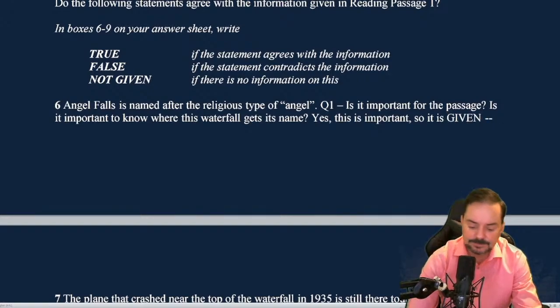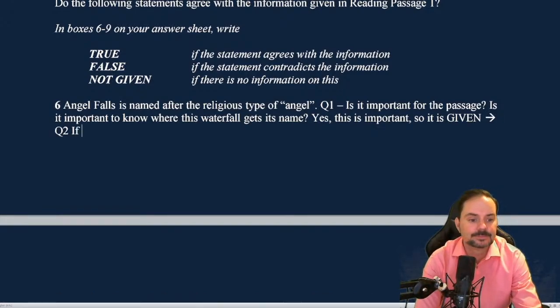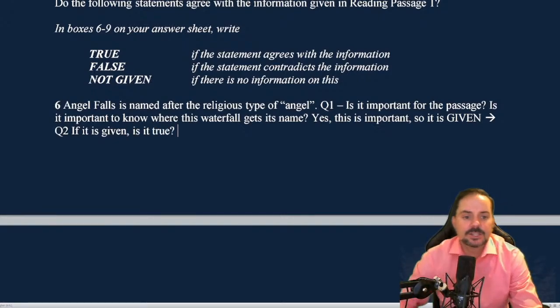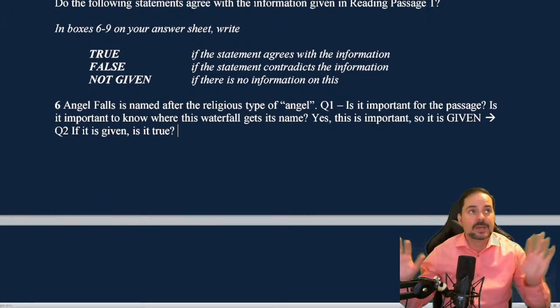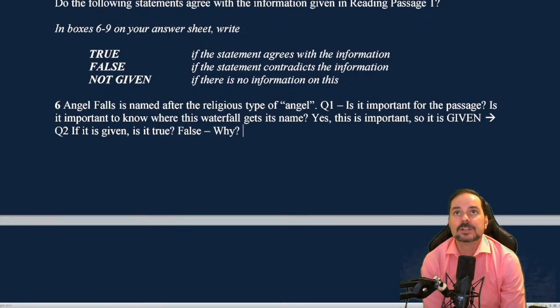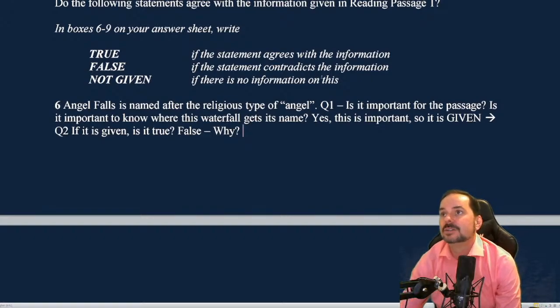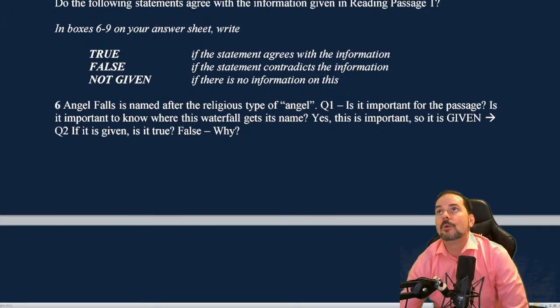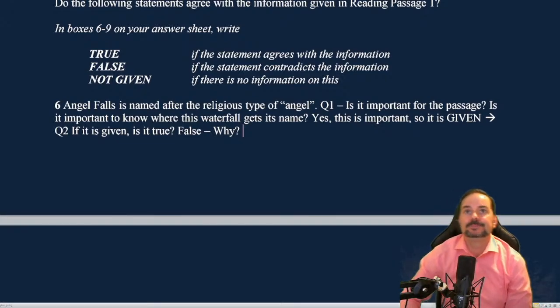If it's given, is it true? That's question 2. Is it true that Angel Falls is named after a religious type of angel, you know, with the wings and everything? No, it's false. Why? You should always be able to answer the why question. Why is it false? It's given, it's true, but it's false. Okay? All right?